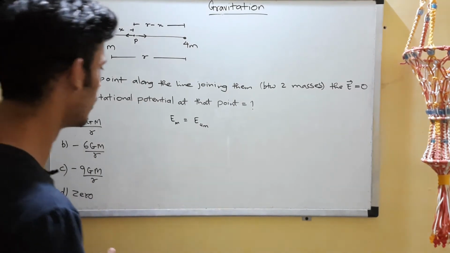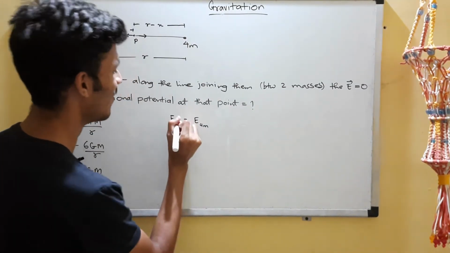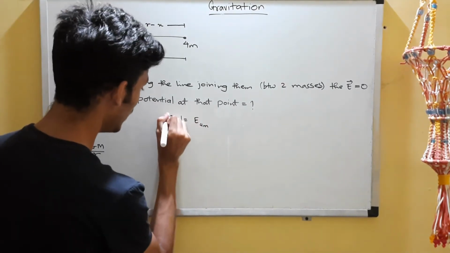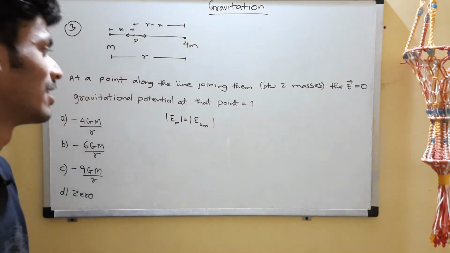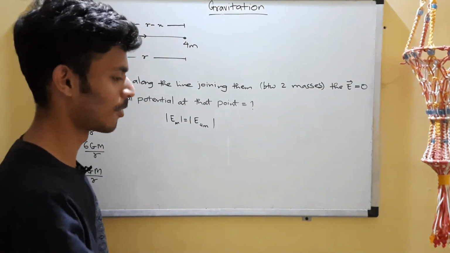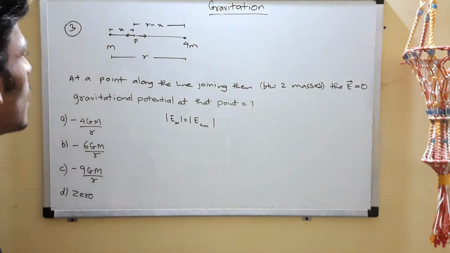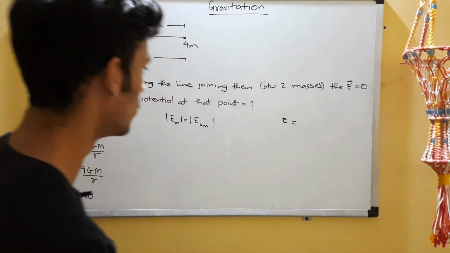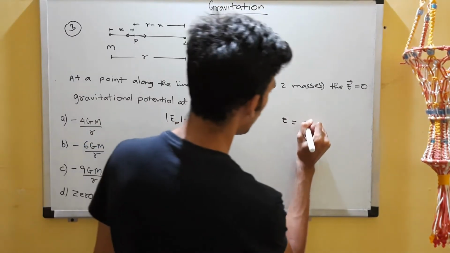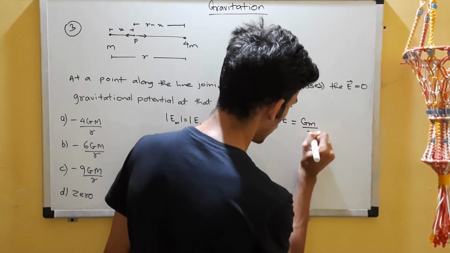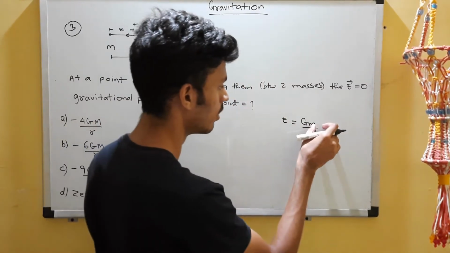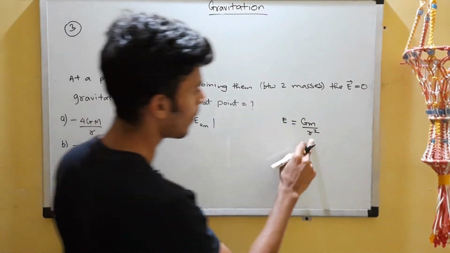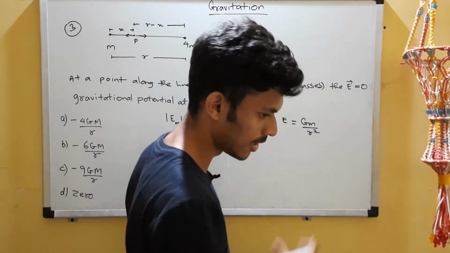So magnitude wise, sorry, the gravitational field due to mass m is the same as the gravitational field due to mass 4m. So how is the field given? For a point mass, it's basically GM by r square, where M is the mass of that particular source. Here the source is m, here the source is 4m, divided by the distance from that point squared.